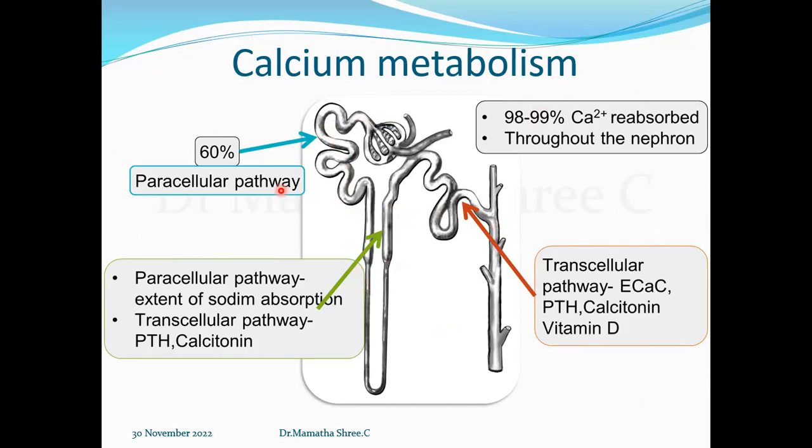It is reabsorption. At the level of the PCT, it is the paracellular pathway, and 60% of it is reabsorbed here. Then in the thick ascending limb, through the paracellular and transcellular pathways, there is reabsorption of calcium. The extent of reabsorption of calcium depends on the extent of sodium reabsorption and the presence of parathyroid hormone and calcitonin. That is at the level of the thick ascending limb. Next is the distal convoluted tubule, wherein reabsorption happens through the transcellular pathway, and that is again dependent on parathyroid hormone, calcitonin, and vitamin D. Of course, there are epithelial calcium channels present here through which the reabsorption takes place.